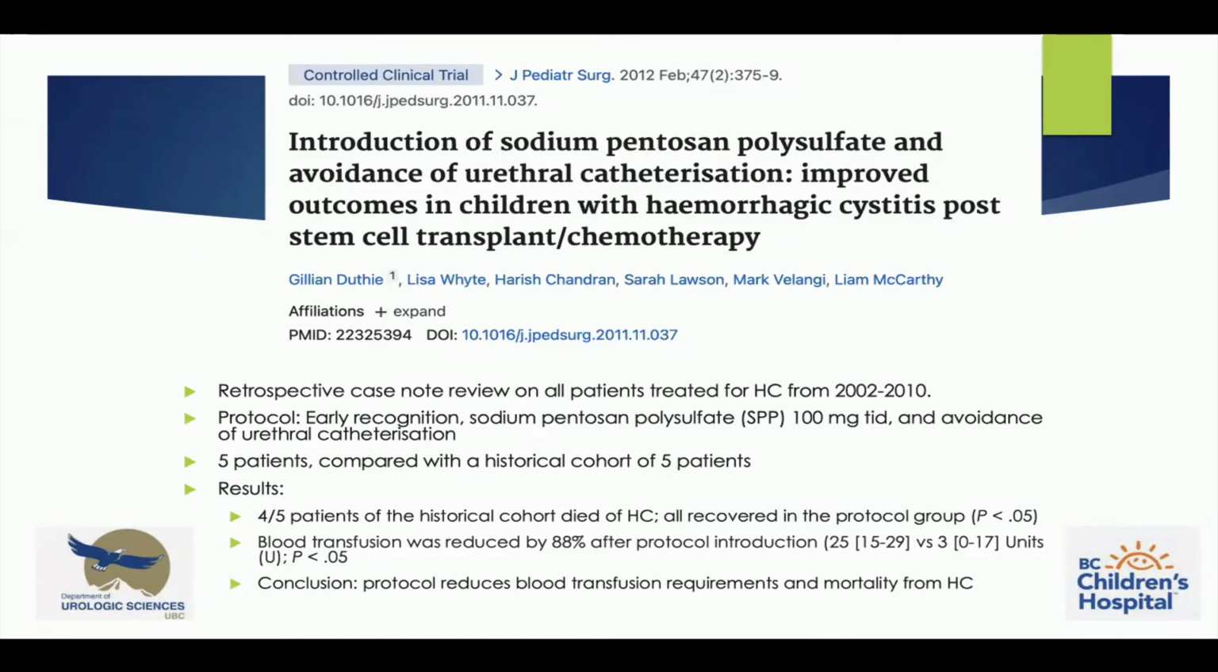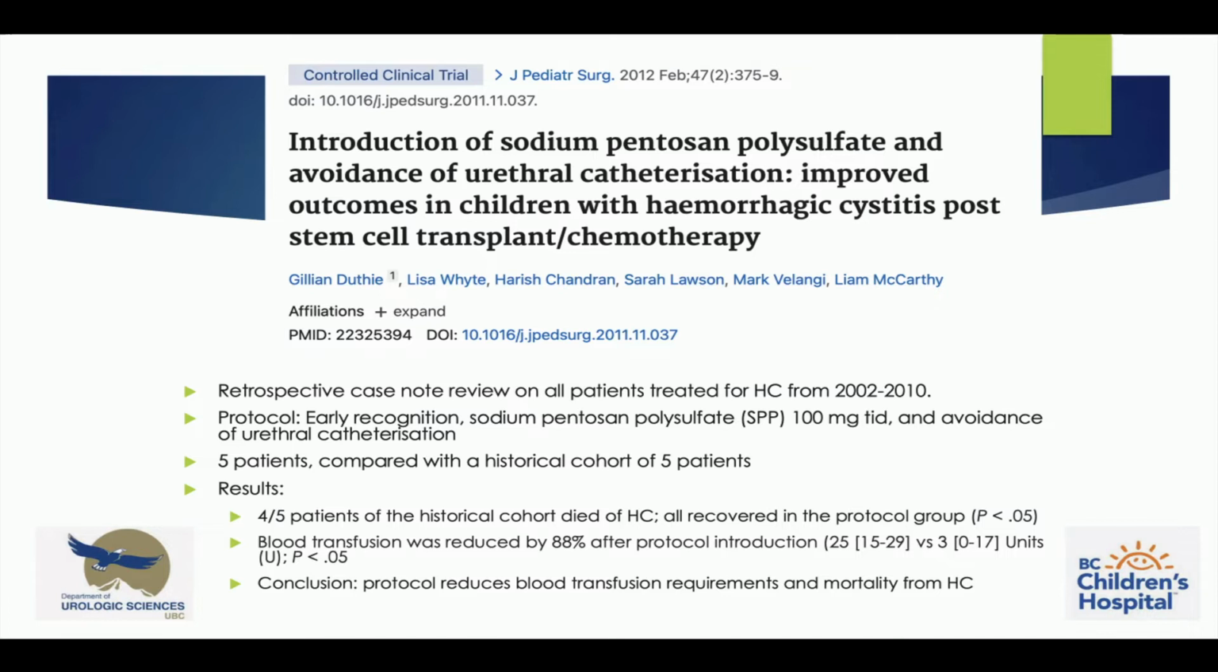This is one published in the Pediatric Surgery Journal in 2012. This is a retrospective case note review on all patients treated for hemorrhagic cystitis from 2002 to 2010 in their center. And what they did is that they used a protocol, which was early recognition of hemorrhagic cystitis, Elmiron 100 milligrams 3 times a day, and avoidance of urethral catheterization. And they compared it to a historical cohort of 5 patients, and they only had 5 patients in their protocol, which is very few patients.